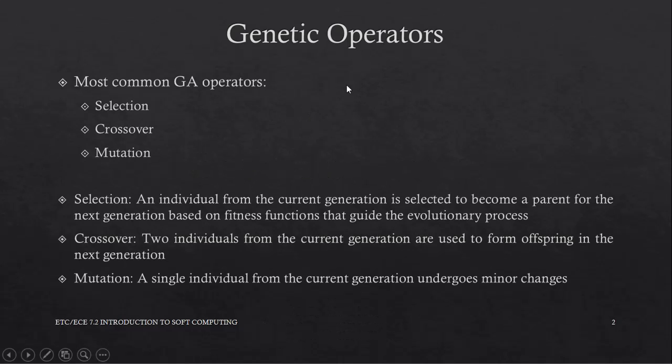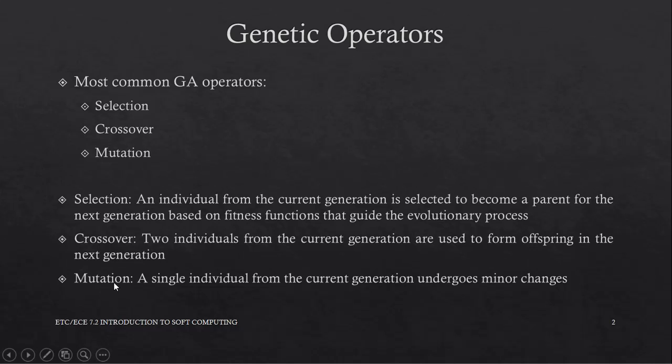The most commonly used operators in a typical genetic algorithm or GA implementation are selection, crossover, and mutation. In selection, an individual from the current generation is selected to become a parent for the next generation based on its fitness, where fitness functions guide the evolutionary process and the policy of survival of the fittest is generally applied. In crossover, two individuals from the current generation are used to form offsprings in the next generation. In mutation, a single individual from the current generation undergoes minor changes on its entries to form an individual.